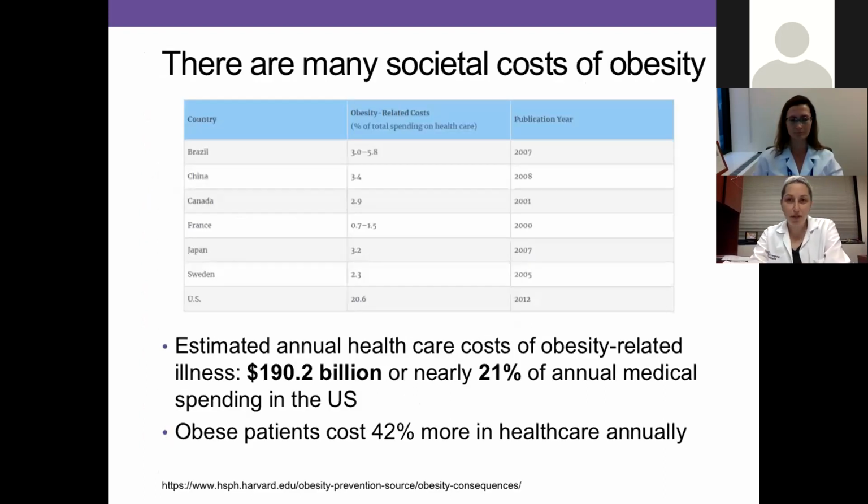In this table, you can see the estimated annual healthcare cost of obesity-related illness. The bottom line is the U.S. In one estimate, the United States spent about 190 billion, or nearly 21% of annual medical spending, on obesity-related costs. When you compare this to a country pretty close by, like Canada, which is the third line, you see that less than 3% of their total healthcare costs were spent on obesity-related costs.